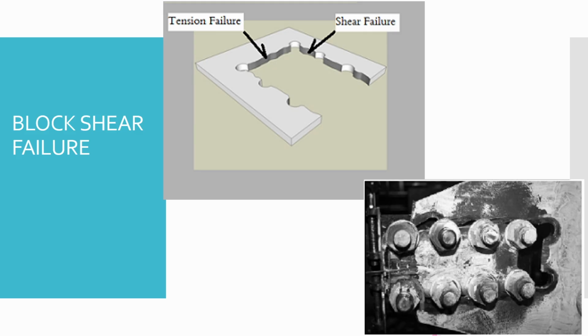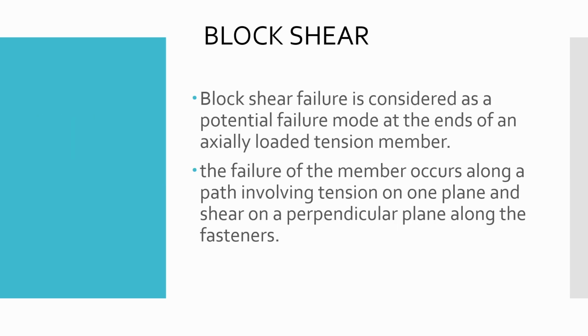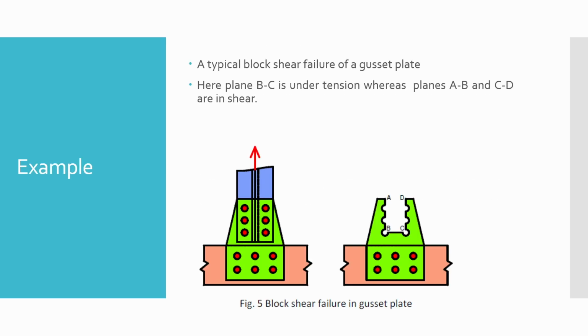Block shear failure is a common failure mode that occurs near the end of a tension member. In this case, the material fails along a path that involves both tension and shear planes. In block shear, a part of the material tears in tension while another part fails in shear along the fasteners. So it is called a combined failure mechanism involving two perpendicular planes. This type of failure occurs around the bolt group or welded connection where the stresses are concentrated.